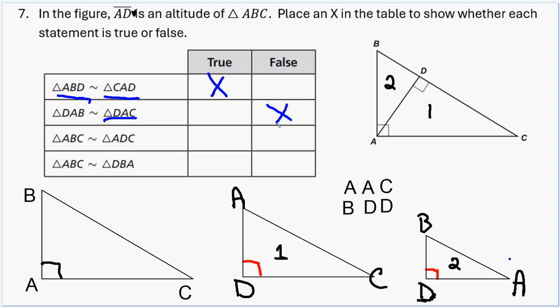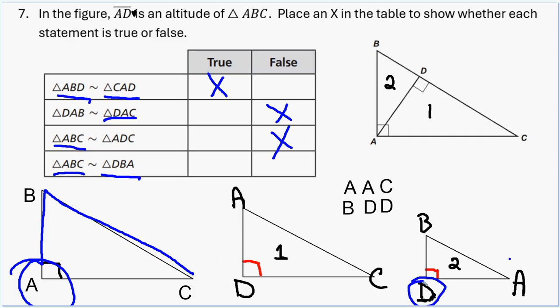Third one, triangle ABC. So now they're starting at the right angle, going up the short side, and then down the hypotenuse. Is that similar to ADC? No, here they're starting at the top and then going down to the right angle, so we can already see that's going to be false. Final one, triangle ABC. Again, right angle, up the short side, down the hypotenuse. Does that match up to DBA? So here's D, right angle, up the short side, down the hypotenuse. That's going to be true.